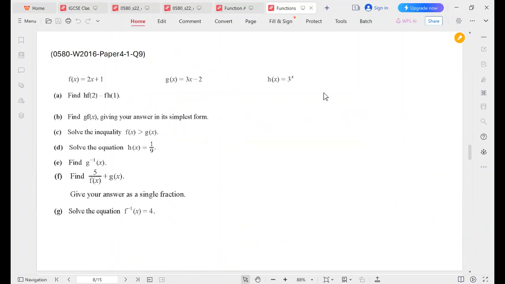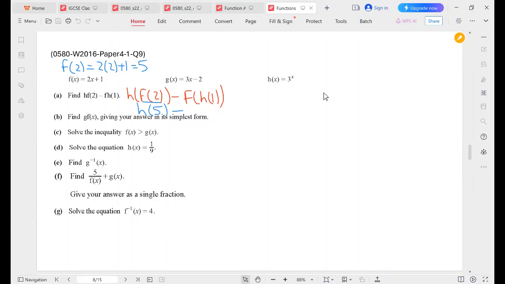In this question, in A, we are required to find h of f of 2 minus f of h of 1. So let's write them down more nicely. H of f of 2 minus f of h of 1. Let's start with the inside function. So f of 2 equals 2 times 2 plus 1. And this gives us 5. So we have here h of 5 minus f of h of 1.